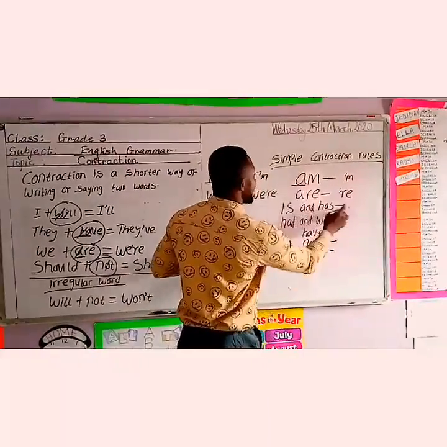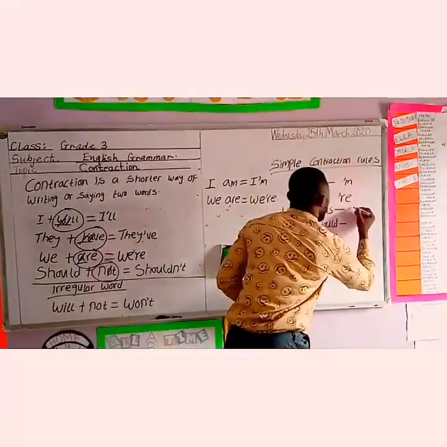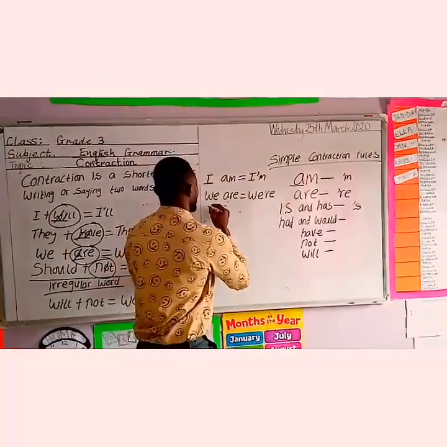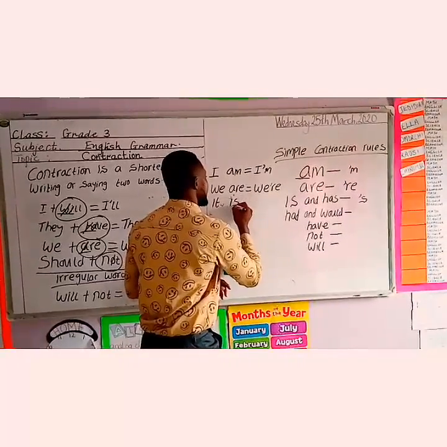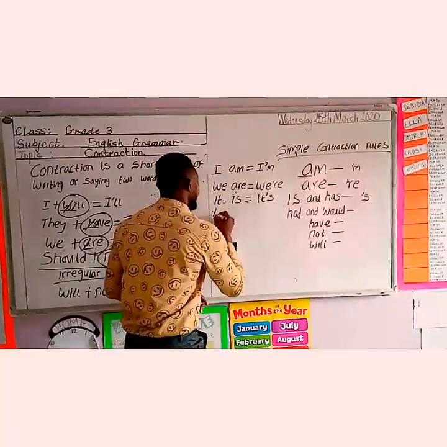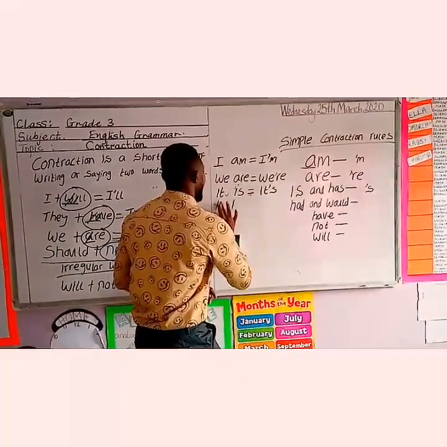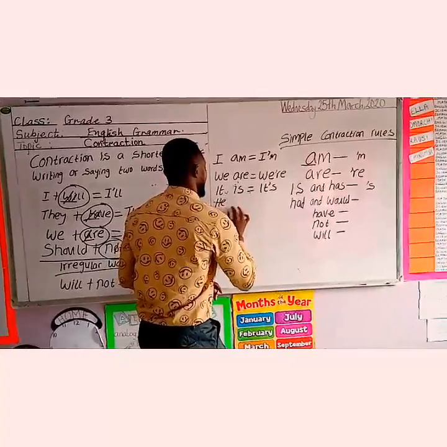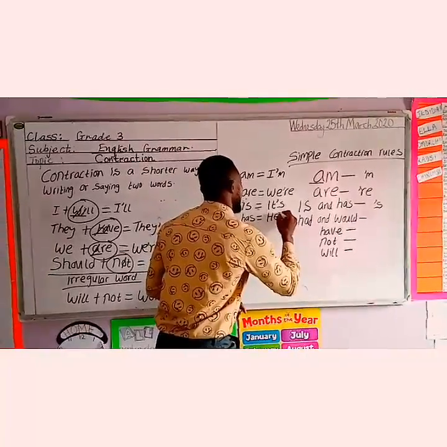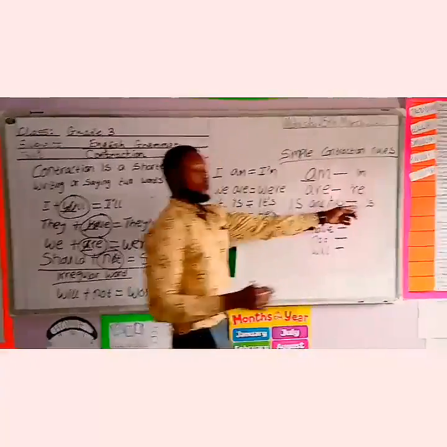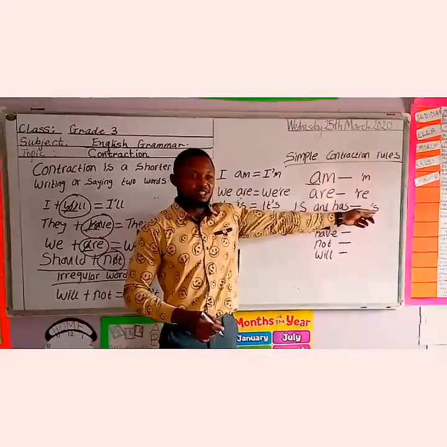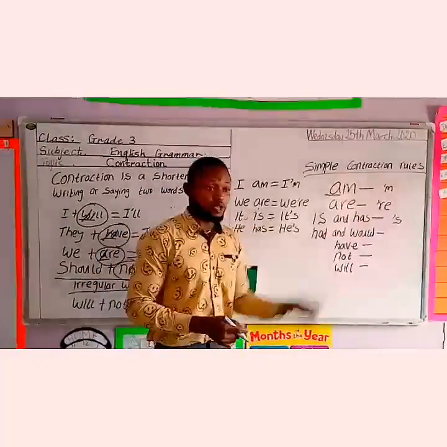In this case, is and has, we end up having this as its contraction. Now, it is will give us it's. It has or he has will have he's. When contracted, is and has gives us something similar. That's why they are grouped together here.